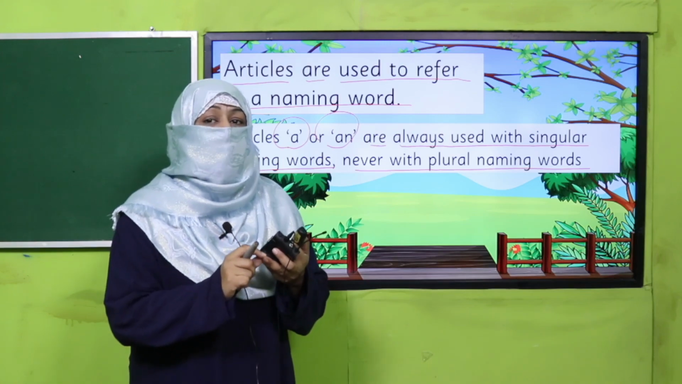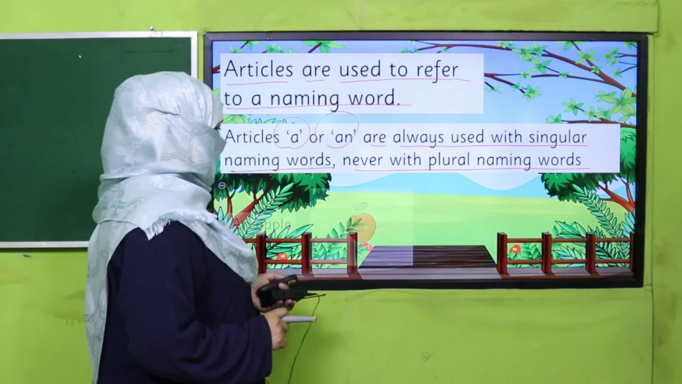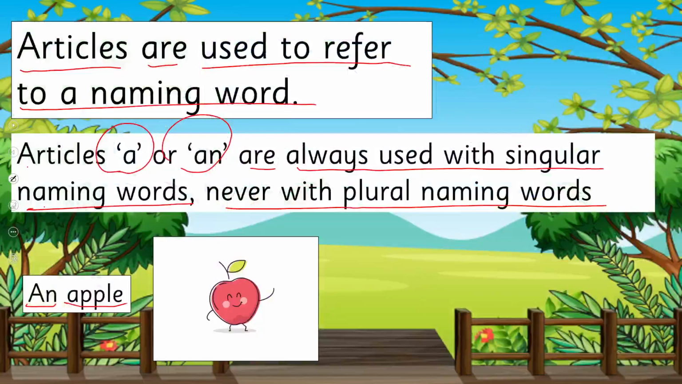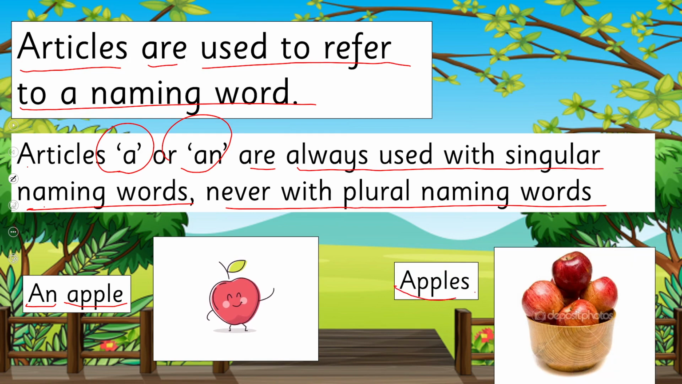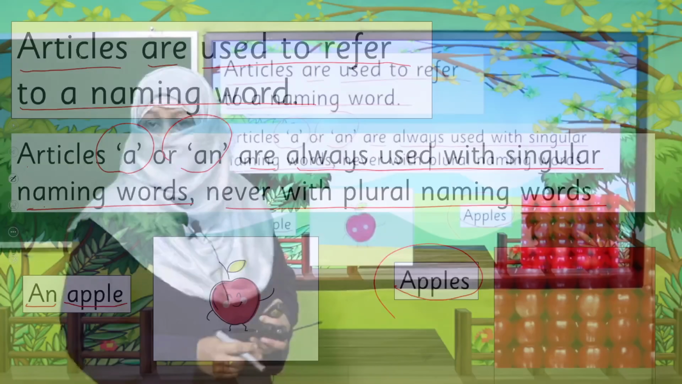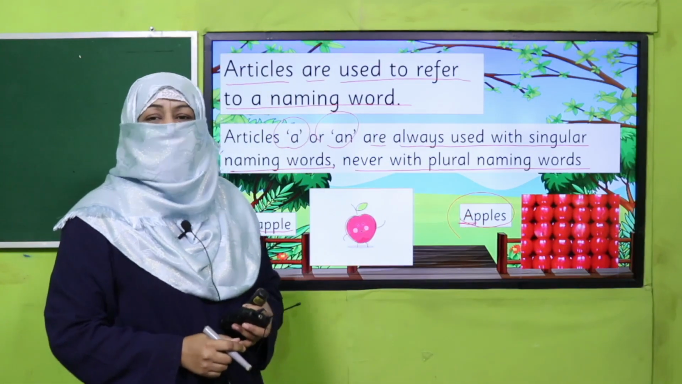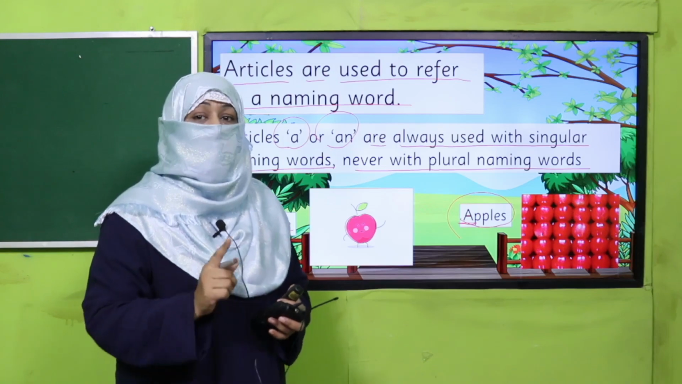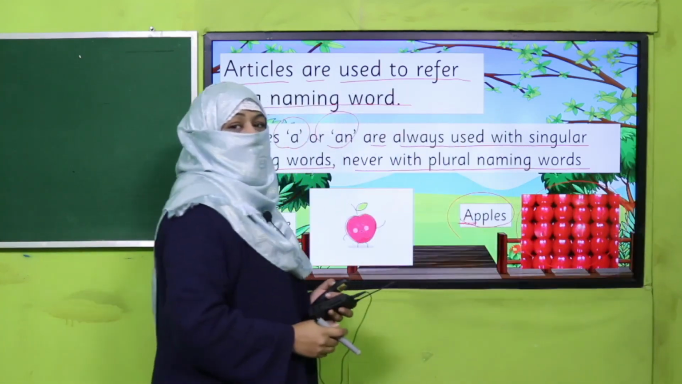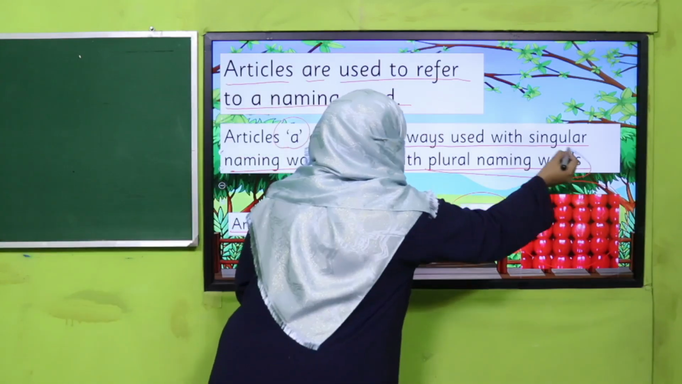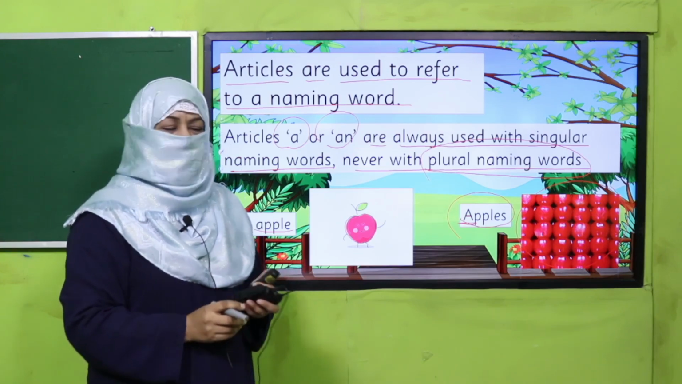But what if these words are plural? It will not take a or an. Look at this. We say an apple. But if there are more than one apple, it becomes plural and we say apples. Though it's starting with a vowel sound, it will not take article an, because an and a mean one. So it is more than one. That's why we say plural naming words don't take any article. Don't take article a or an, right? Okay.